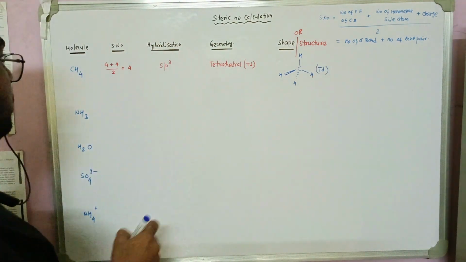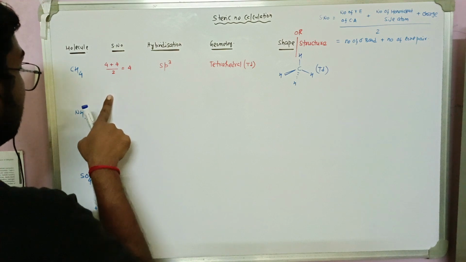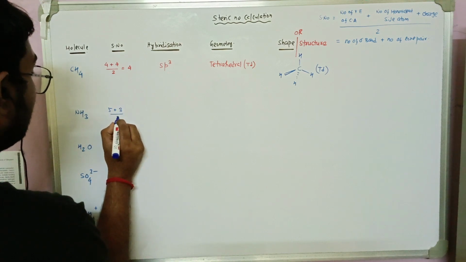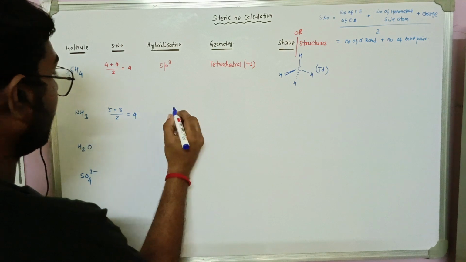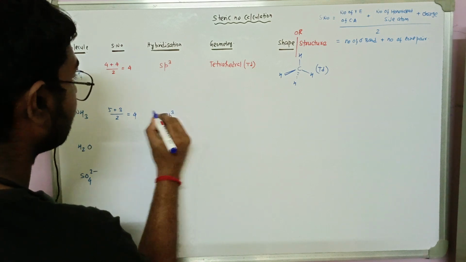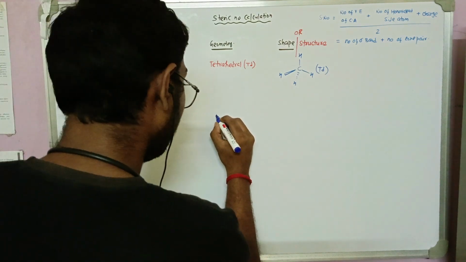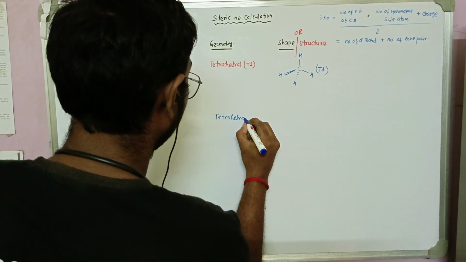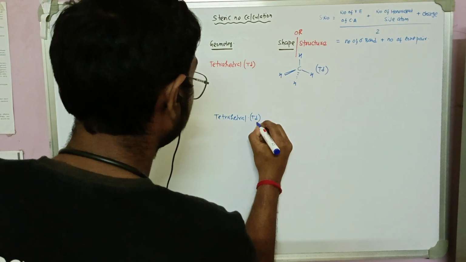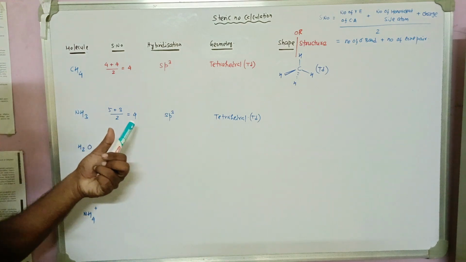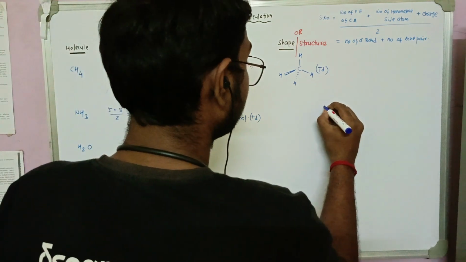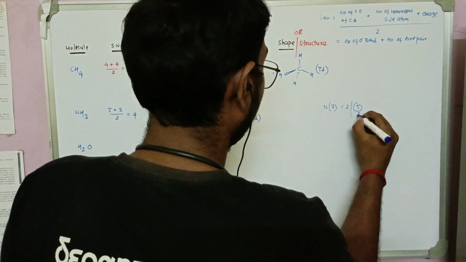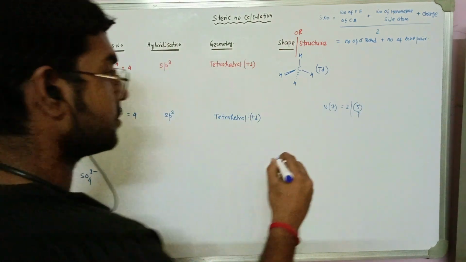Let's come to the ammonia. So the steric number is the valence electrons of nitrogen 5, side atoms 3, divided by 2, 4, and the hybridization is sp3. So the geometry will be tetrahedral because it depends only upon the hybridization. But the shape will differ. Why? Because we know the valence electrons of the nitrogen atom is 5, right? And we have only 3 side atoms.